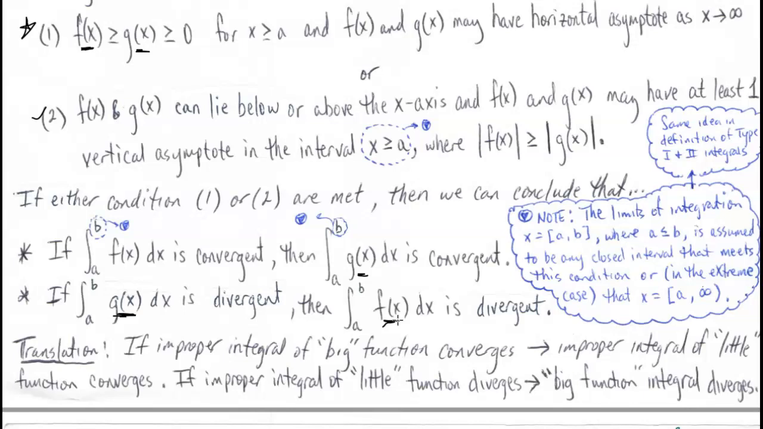So the direct comparison test for improper integrals is very specific. If we have the larger function and we know that its improper integral converges, then we can say the smaller one does as well. And if the smaller one diverges, then the larger one will diverge as well.